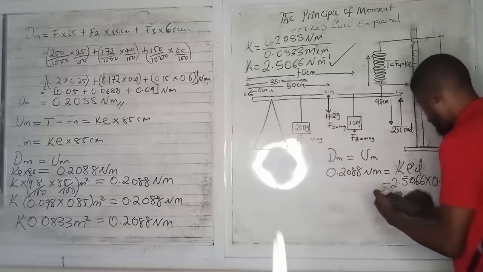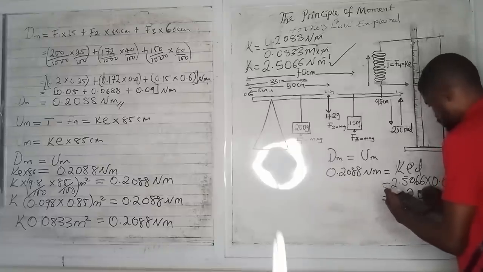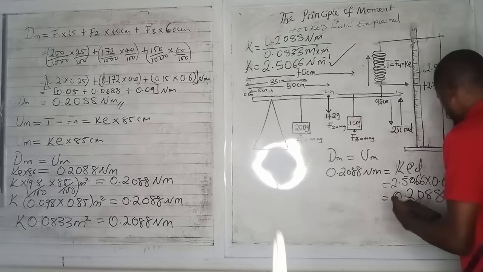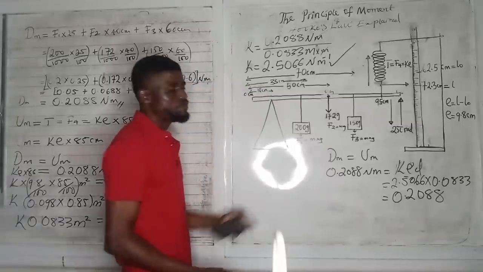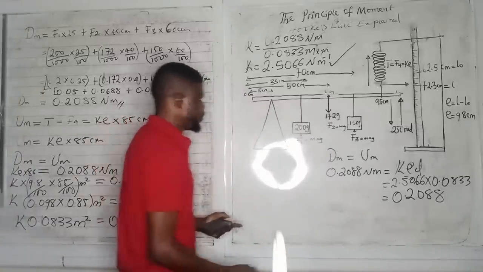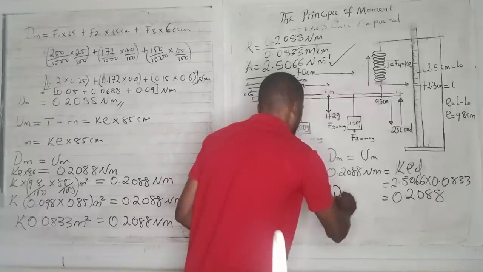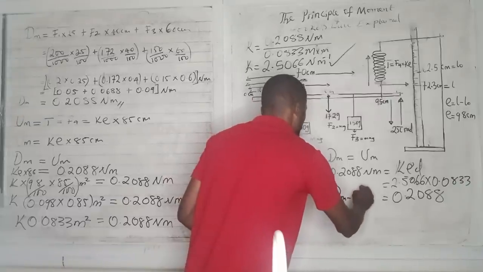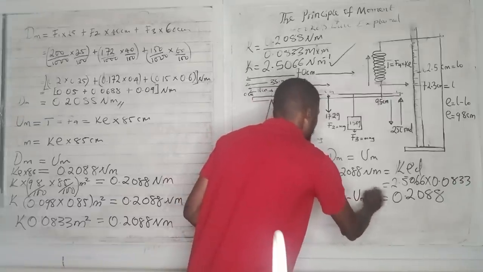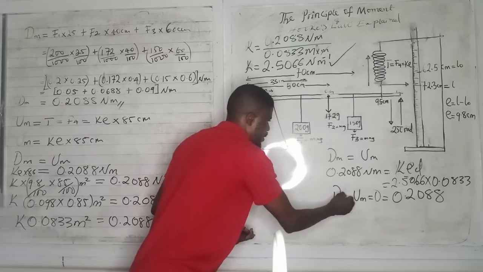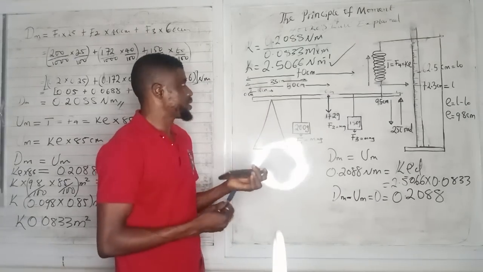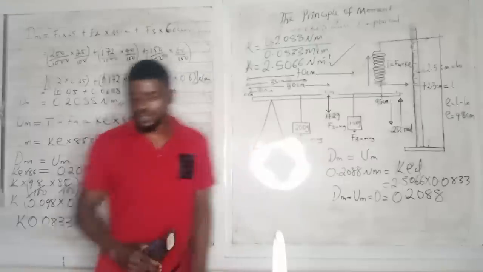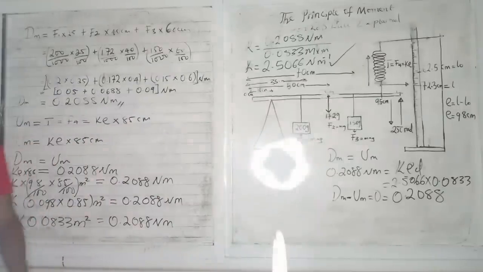So we have 0.2088. Verifying the physics behind this arrangement, truly our dm minus um is equal to zero. Verifying the principle of moment, the total moment about the point will be equal to zero.